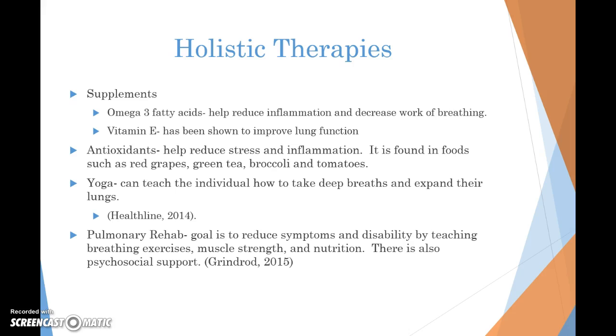Some holistic therapies are supplements such as omega-3 fatty acids. They have been shown to reduce inflammation and work of breathing. Vitamin E has been shown to improve lung function. Antioxidants help reduce stress and inflammation. They are found in foods such as red grapes, green tea, broccoli, and tomatoes.